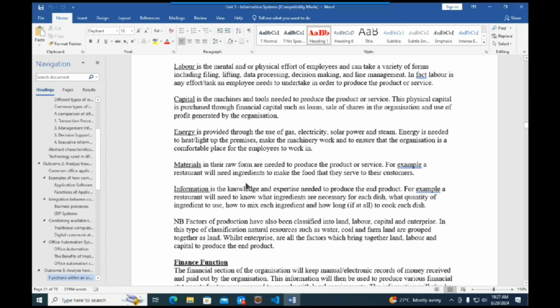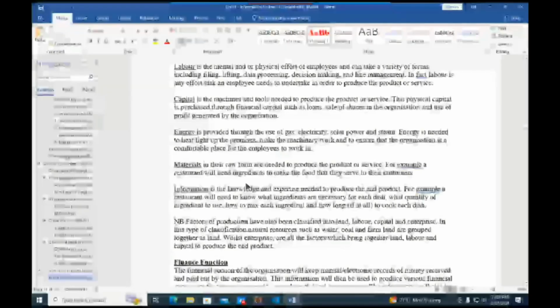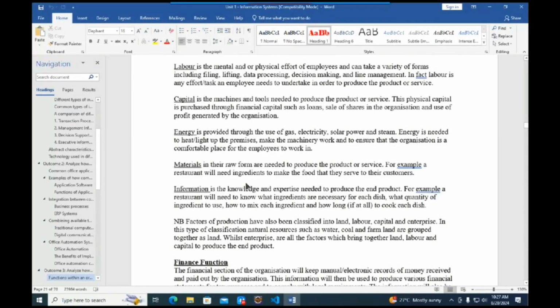So when we talk about materials, we are talking about the raw form products, the raw form materials or the raw form goods that are actually converted to products or maybe to service. For example, if we talk about a restaurant, then we are going to look at the ingredients that we need to prepare the food, and also the things that are used to serve the customers. That will be the materials.